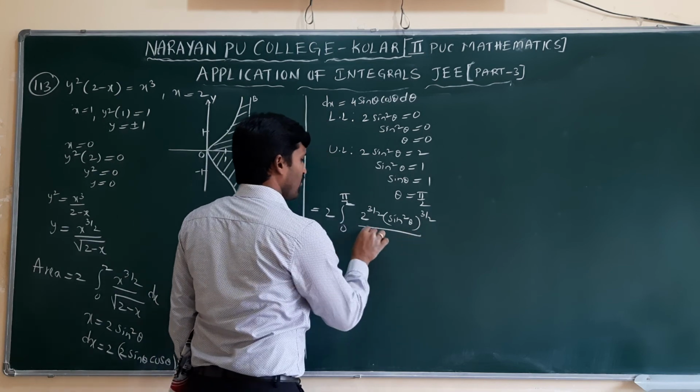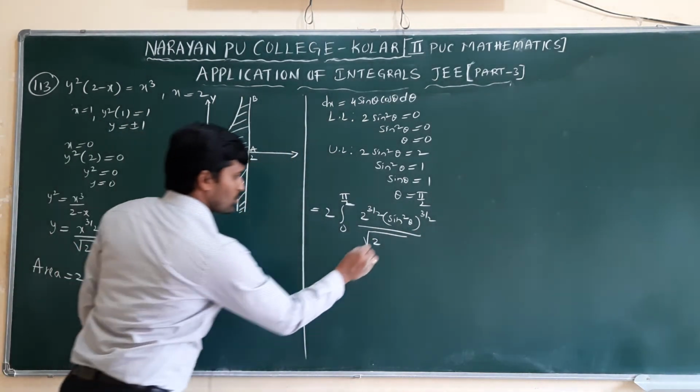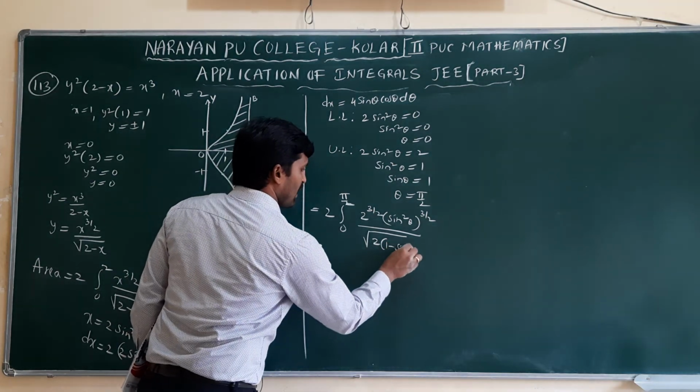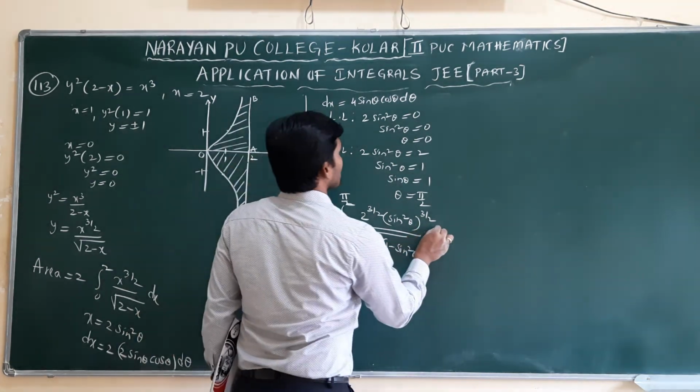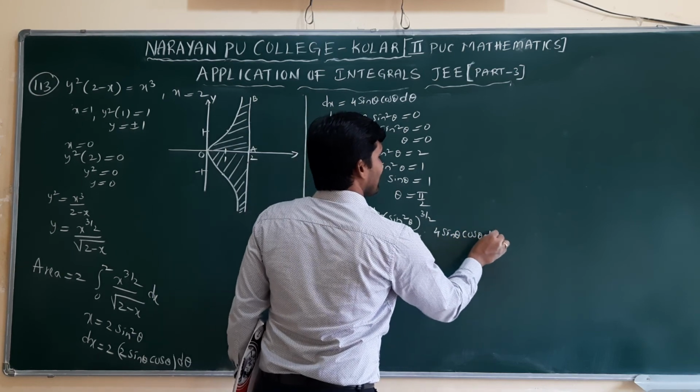Under root of 2 minus 2 sin square theta, I will take 2 common. Taking 2 common, what will we get? 1 minus sin square theta. The dx value is what? 4 sin theta cos theta d theta.